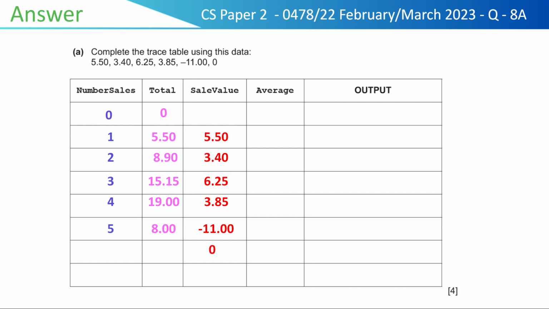The algorithm calculates the average, 8.00 divided by 5 sales, which gives us an average of 1.6. Finally, the output is displayed, average sale value 1.6. Great! We have calculated total and number of sales in our question and ultimately calculated and displayed the average.